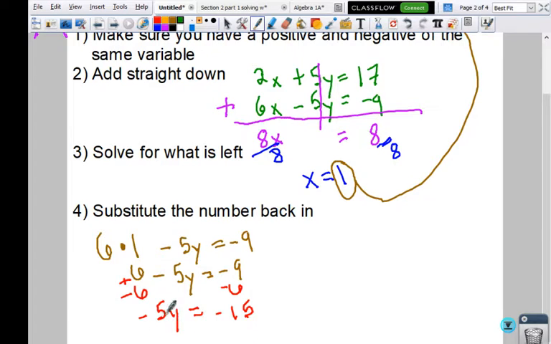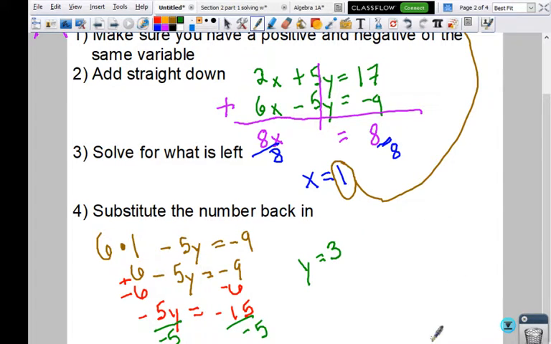And Keith, what's my last step to get this y by itself? We're going to divide, right? But we have to be careful. That's a negative 5, so don't forget your negative. So we're going to divide by negative 5 on both sides to get rid of that 5. And I'm going to get y equals negative 15 divided by negative 5, which is positive 3.